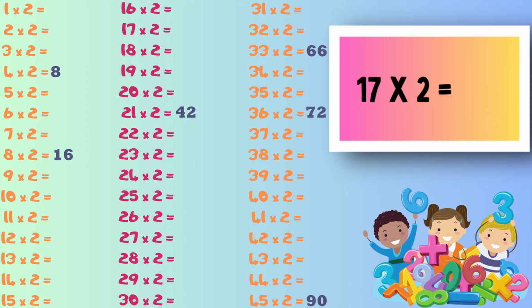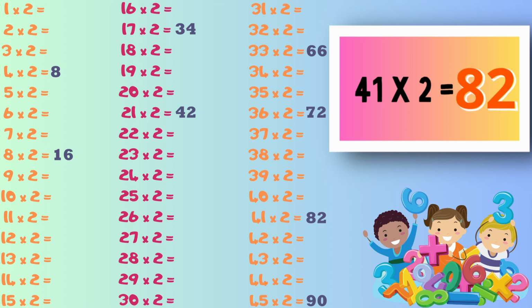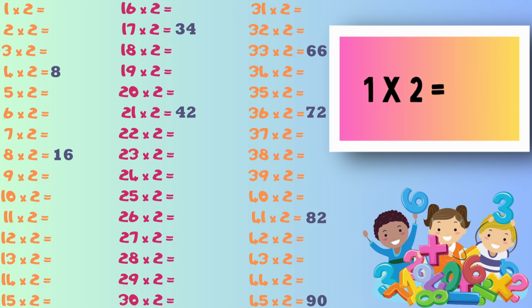Next up, it's 17x2, and the answer is 34. Next, we have 41x2, and the answer is 82. Next, 1x2, and the answer is 2. Our next sum is 9x2, which is 18.